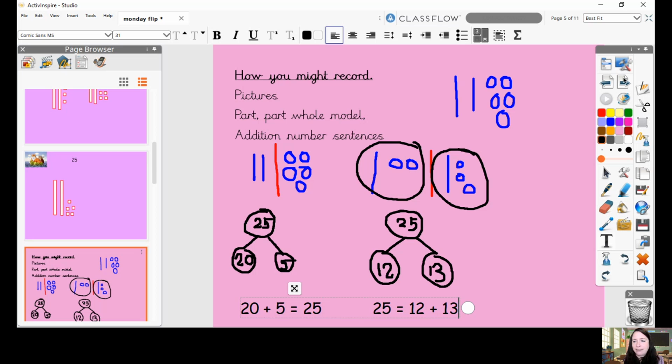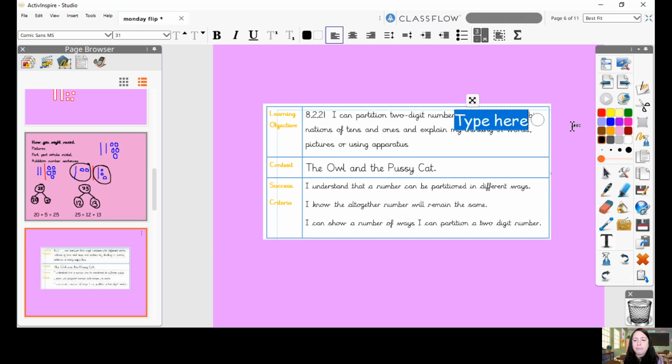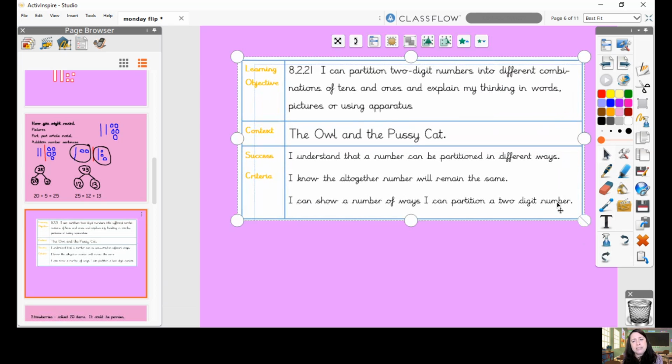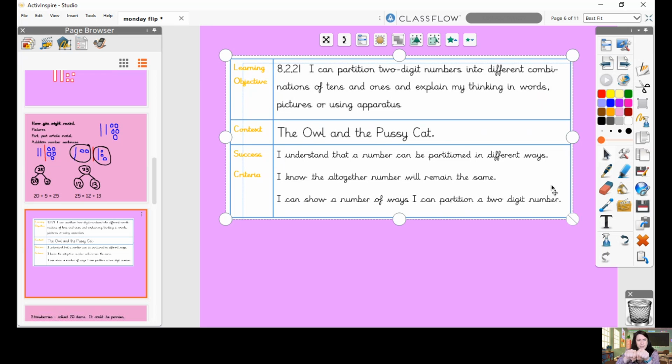So let's have a little look. We're going to be partitioning numbers today, and we need to understand that it can be partitioned in different ways. So although we know 24 partitions into 20 and 4, actually there's lots of other ways that 24 can be partitioned as well. We know that the altogether number will stay the same. Okay, so that's the number that we start with before we decide to partition it. And we've got to be able to show a number of ways that you can partition a 2-digit number. So not just 1 or 2 ways, I want lots and lots of ways.